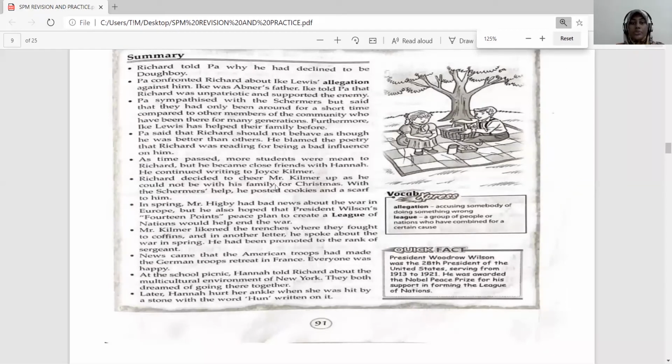Richard decided to cheer Mr. Kilmer up as he could not be with his family for Christmas. So what he did, with the help of Mr. Shermer's family, they posted him some cookies and a scarf, right?